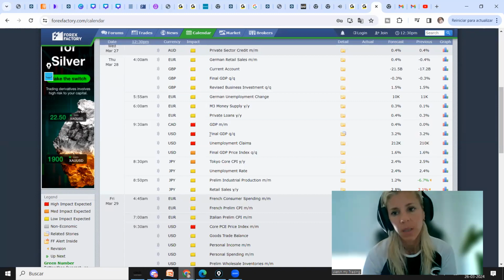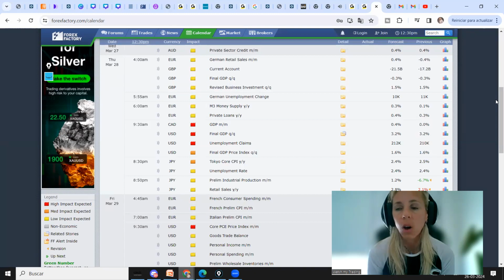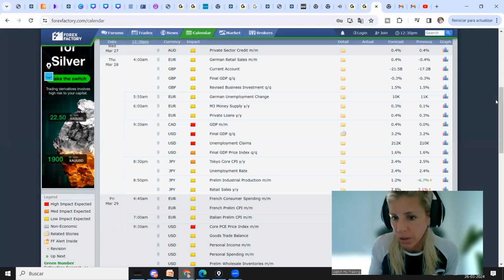So trust me, no impact on that one. And the GDP of Canada, also no impact on that one. So as you can see, the calendars will give you the importance of the information, but you as a trader should have enough experience to identify what is an opportunity and what is not. And that's the difference between a trader and someone that is just giving you analysis of information.